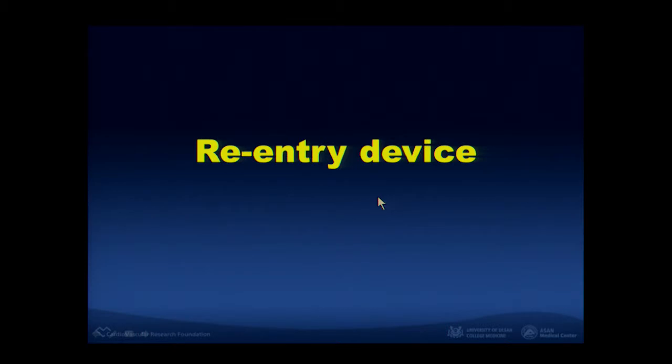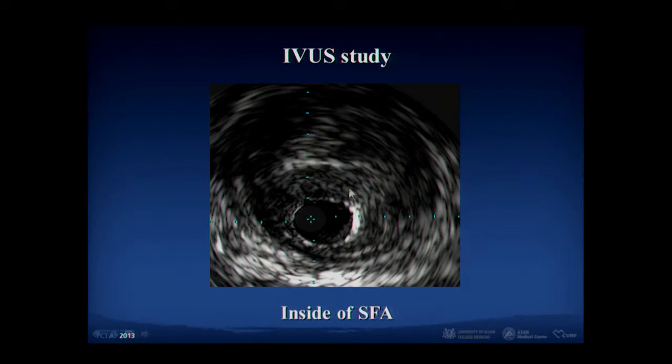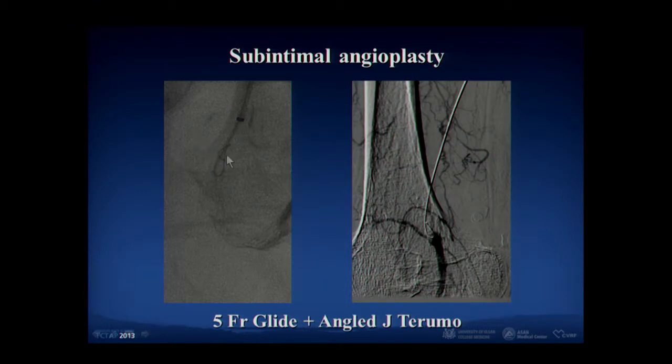The next case is the reentry device. Recently, our technique has improved, so I usually use the reentry device. However, in my initial experience with the SFA, I wanted to try the reentry device, so I will show you a case. You can see SFA total occlusion and a glide catheter was inserted, and this is a breaking cyst. After subintimal angioplasty, we confirmed the SFA ostium with IVUS. Just pushing the wire, the wire reached the distal lumen. However, the wire could not go down.